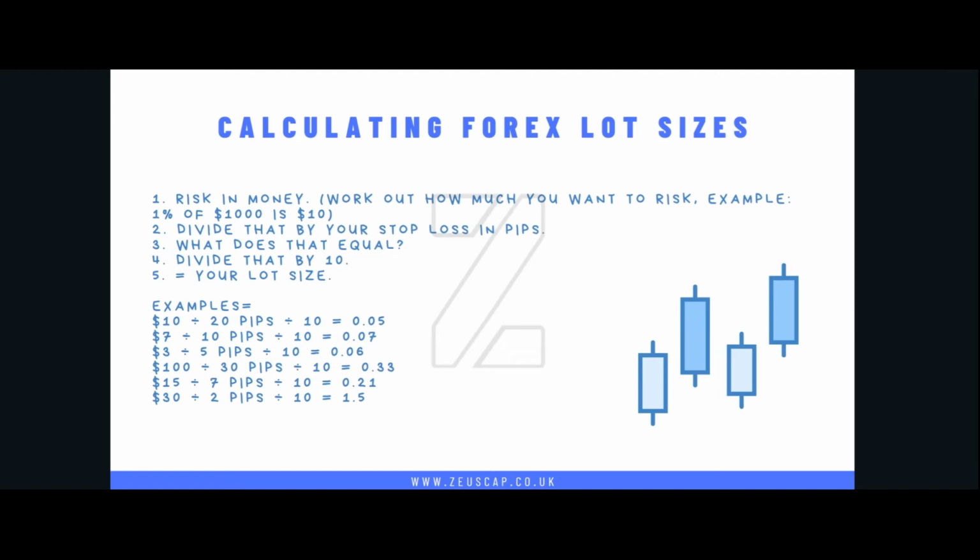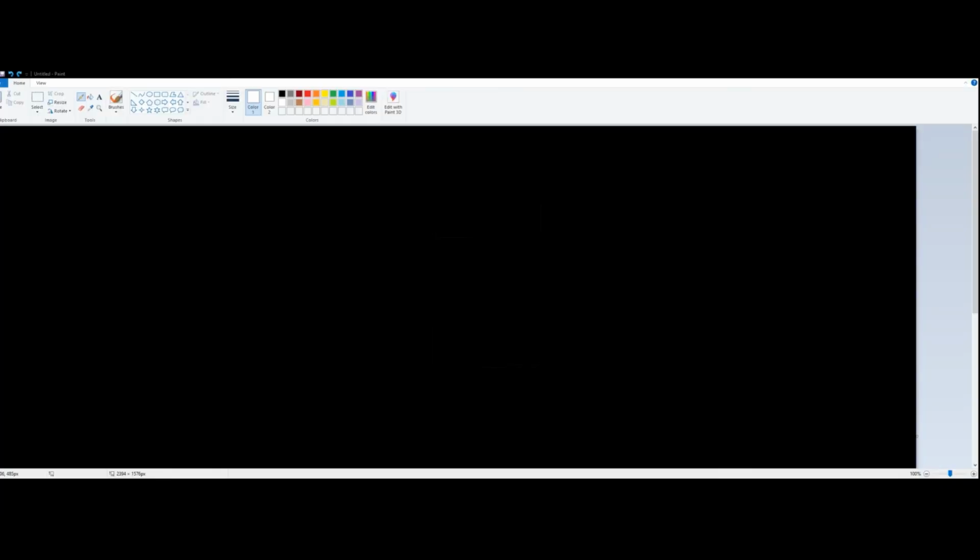Okay, standard lots are very common. Again, it depends on how much money you have and how big your stop losses are. But a standard lot represents $10 a pip. Okay, so now we're quickly on Paint. I quickly want to show you how you'll actually work out how much it represents per pip.